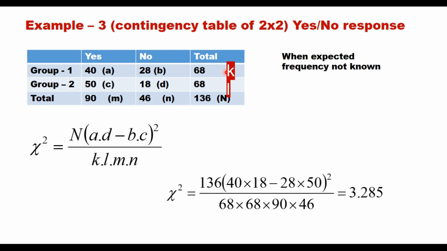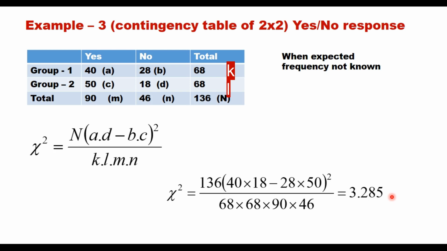Now K is 68, L is 68, that is the total of group 1 and total of group 2, but mind, M and N are the total number of yes and total number of no. So if you calculate this chi-square value, 136 into (40 into 18 minus 28 into 50) whole square divided by 68 into 68 into 90 into 46, you get 3.285. And this value is exactly the same as what we calculated earlier. So that is how you can determine chi-square without preparing an expected frequency table also.